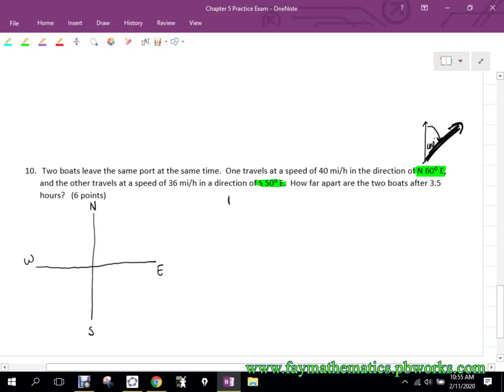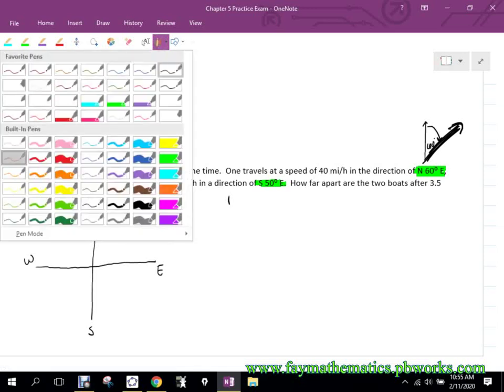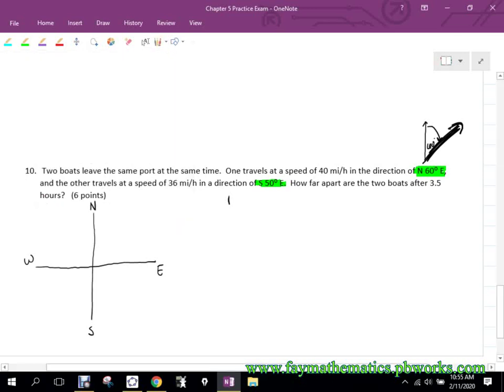So the idea here is that this first boat, we'll do this first boat in red. If it was just traveling north, it would just say traveling north, but now it's saying 60 degrees towards the east. So we're going to do something like this and make it a little bit more realistic. Be more like that. So this angle here is the 60 degrees. So that's boat one.